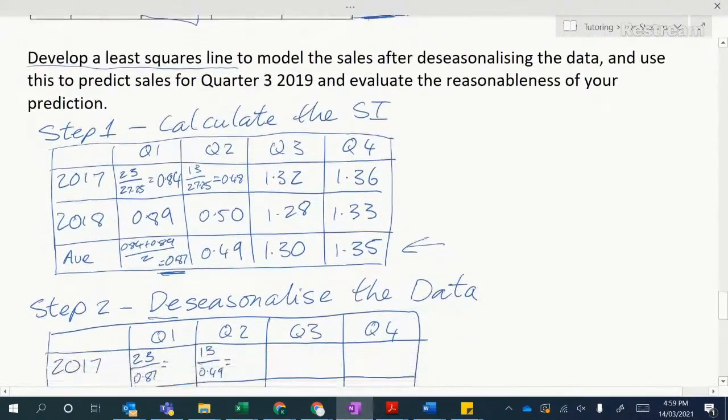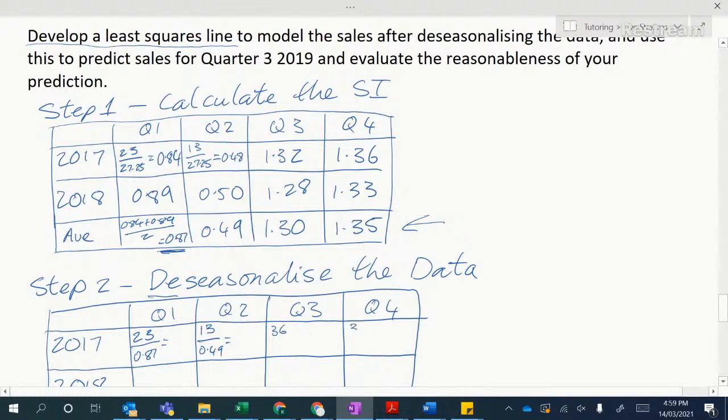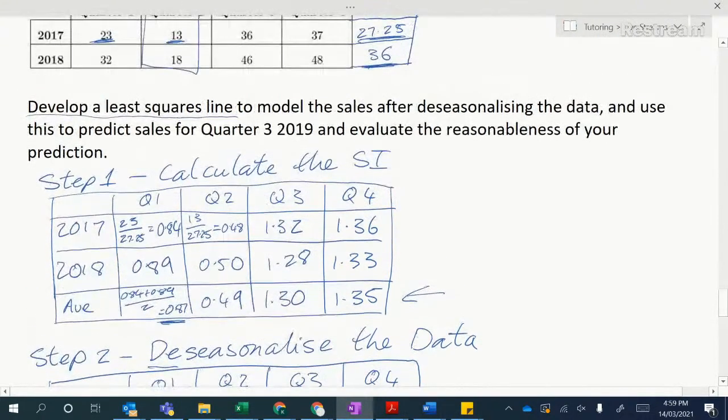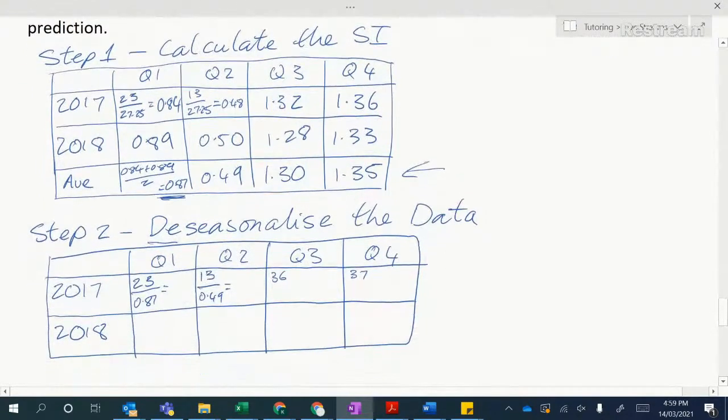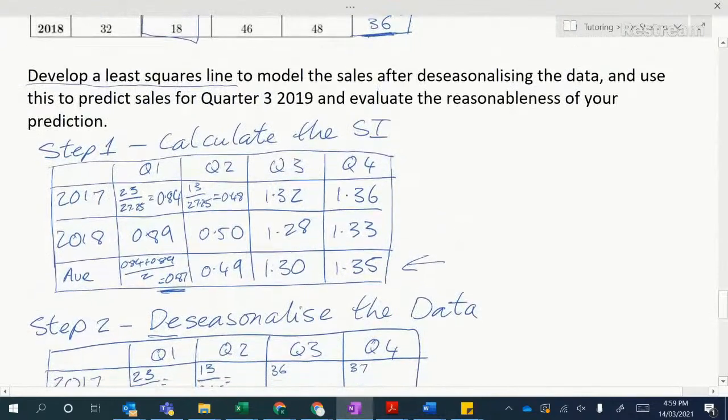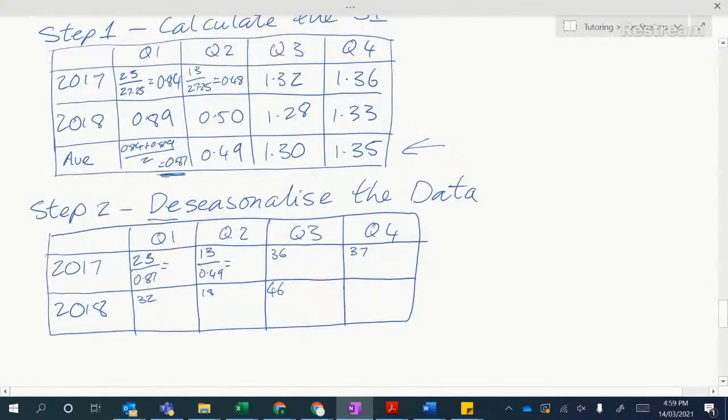Q3, 36, 37. Just copying this down, 32, 18. And 46, 48. Okay, and I'm going to divide by their seasonal indices for that quarter, the average one. Like so.